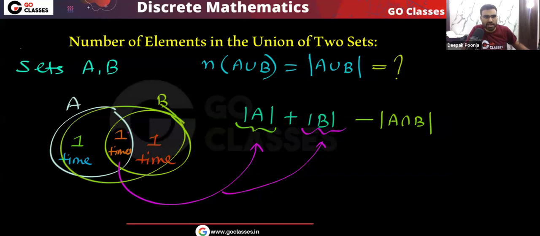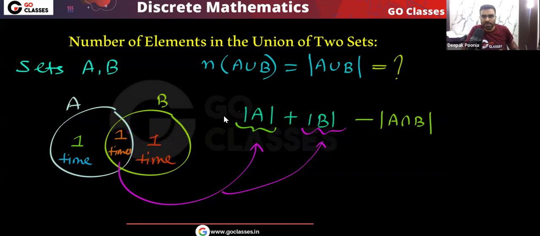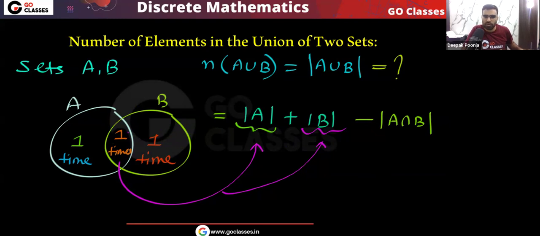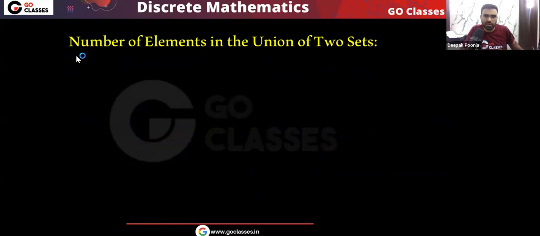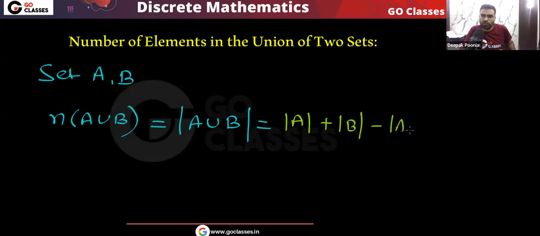Now you can see all the areas have been counted one time, or I can say in this A union B all the elements have been counted exactly one time. So this is the expression for number of elements in A union B. Very simple, I hope you understood. Okay, so this is the final formula: if you have two sets A comma B, then the cardinality of A union B, or I can say size of A union B, that is number of elements in A union B, will be equal to number of elements in A plus number of elements in B minus number of common elements. Okay, very simple.